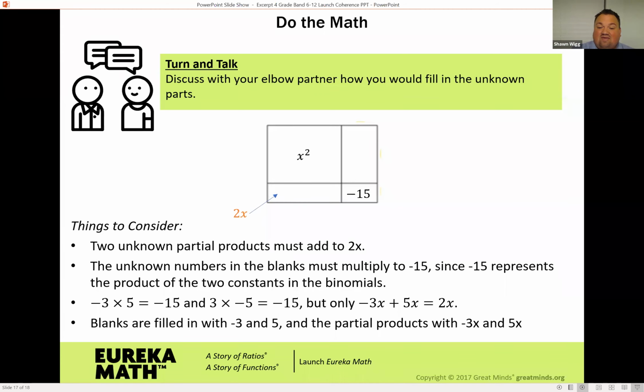So when we begin filling in our model, we've got our x squared and that -15 that we already knew was there. And now we've got our x minus 3, our x plus 5, and then our missing unknown partial products were 5x and -3x. And the really great part about this model and this method is students can go back and check their work through the process that they've already learned through multiplying binomials. We know that x and x is x squared, and we can check each piece to be sure that we have the correct binomials in this situation.